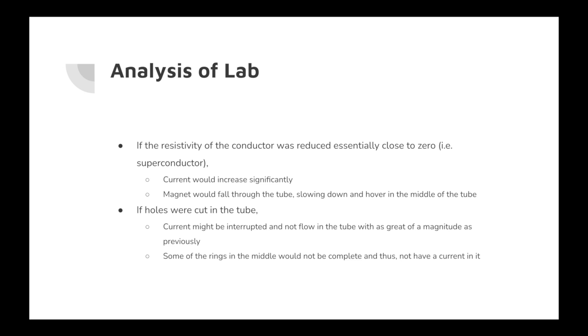Okay, so finally to the analysis of this lab. If the resistivity of the conductor was reduced essentially close to 0, like a superconductor, the current would increase significantly and the magnet would fall through the tube, slowing down and hovering in the middle of the tube. If holes were cut in the tube, the current might be interrupted and not flow in the tube with as great a magnitude as previously, and some of the rings in the middle would not be complete and thus not have a current in them.